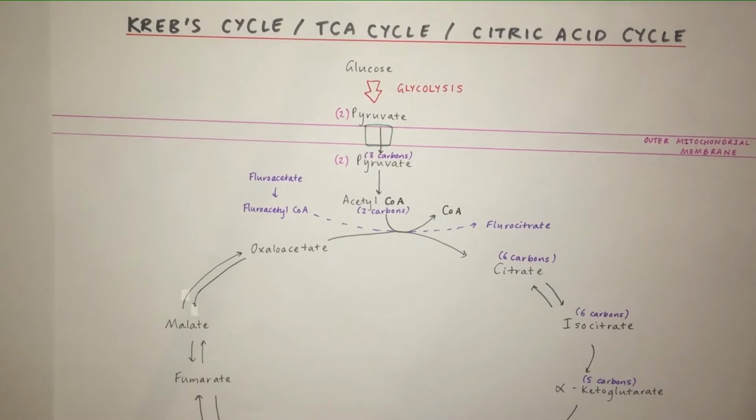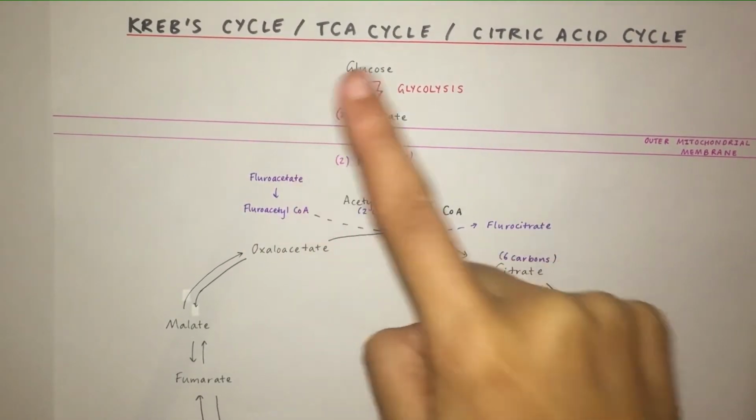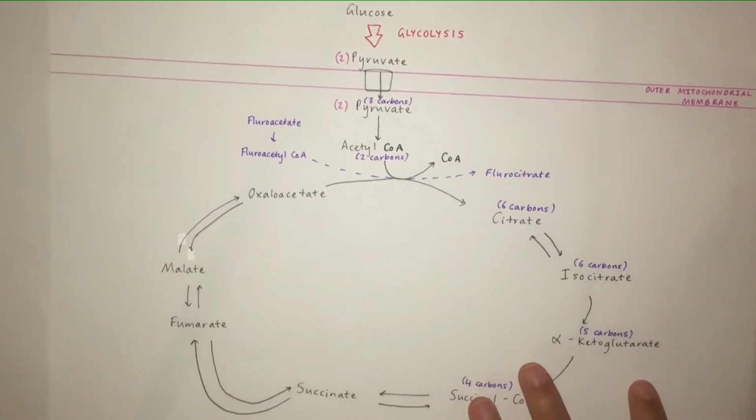In this video, I'm going to discuss pretty much everything you need to know about the Krebs cycle, otherwise known as the TCA cycle or the citric acid cycle. I'm going to call it the TCA cycle from now on, since that's what I prefer. And TCA stands for tricarboxylic acid. So the tricarboxylic acid cycle.